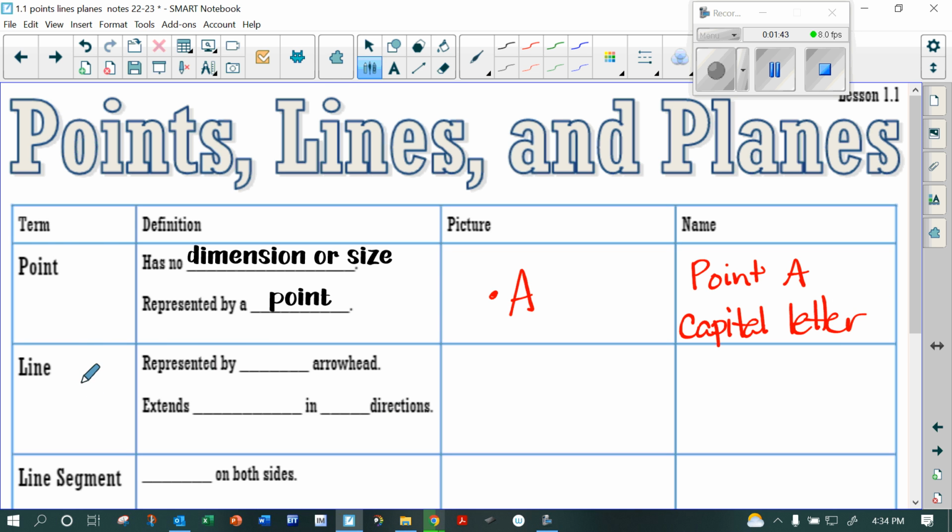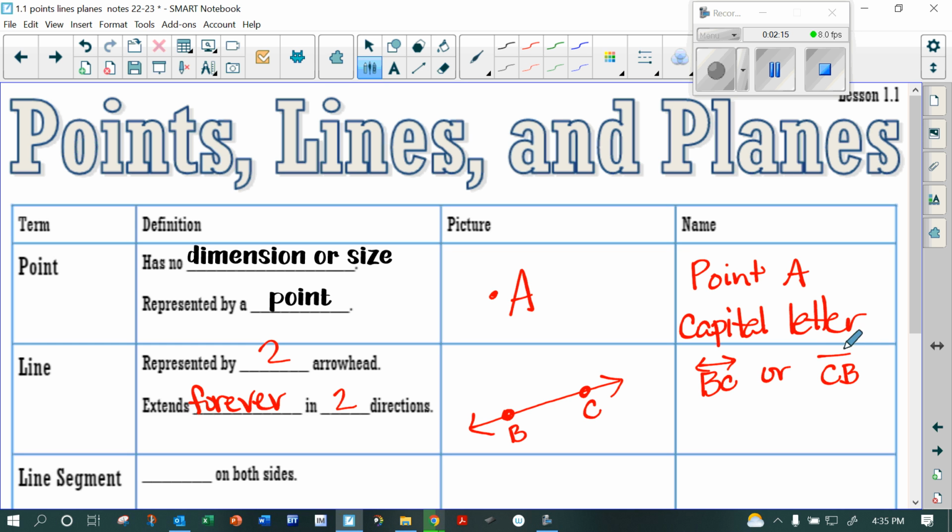All right, a line. A line is represented by two arrowheads. It extends forever in two directions. So it will look something like this, an arrow on both ends, and there will be two or more points. So I would call this line BC, or maybe I want to call it CB. So BC or CB, either way doesn't matter.